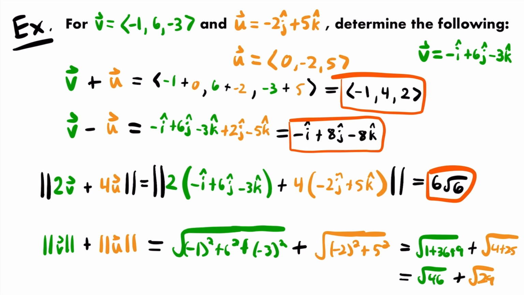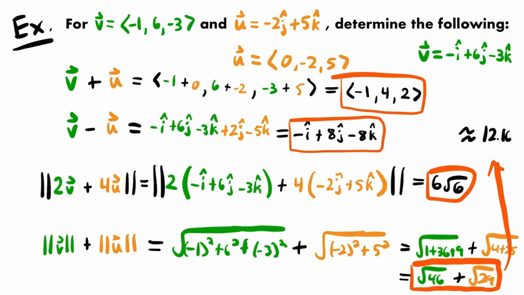All right, and so at this point, there's nothing else we can really do to simplify this. These don't really add together nicely. So you could say that the square root of 46 plus the square root of 29 is the final answer here. But if you want to know approximately what that's equal to, you could also plug it into a calculator and find that it's approximately equal to 12.167 and some more decimals. All right, so that's approximately what the square root of 46 plus the square root of 29 would be, which would be the final answer for this last part of this example, which was the addition of the magnitude of vector v and the magnitude of vector u.